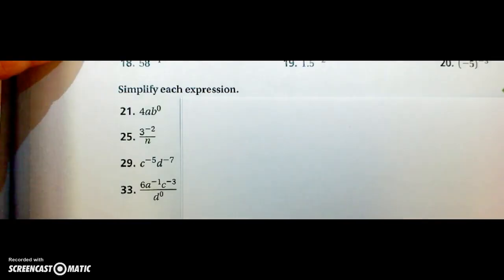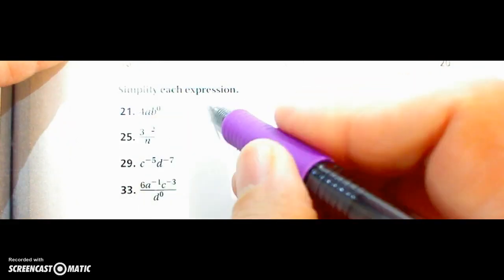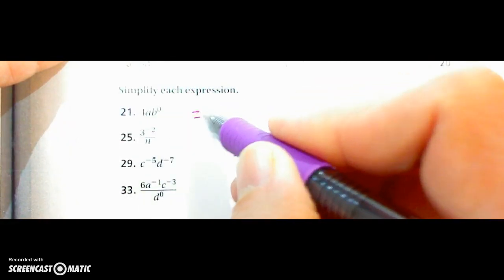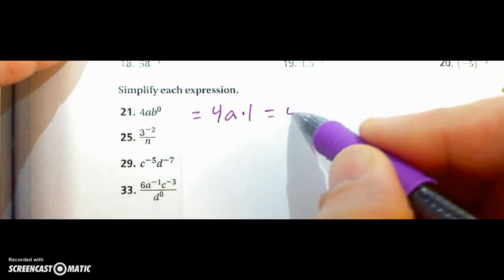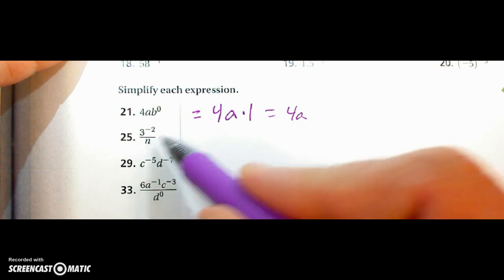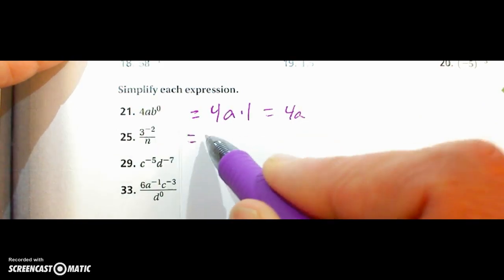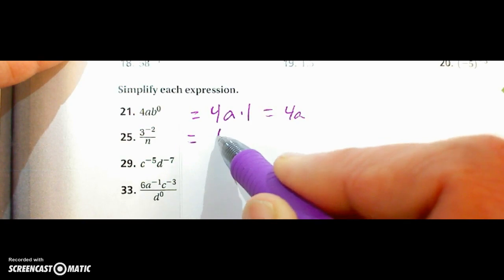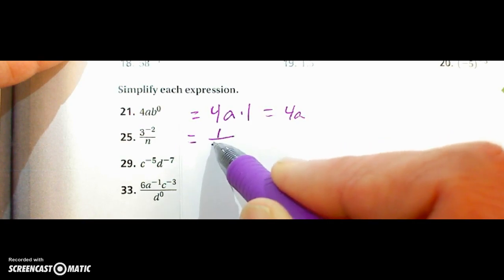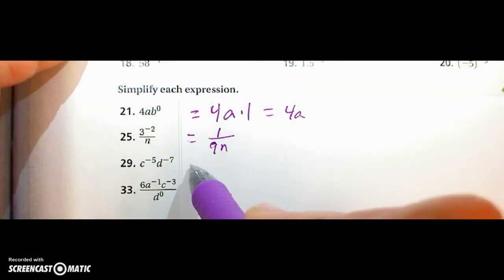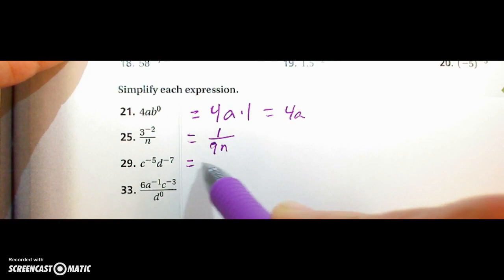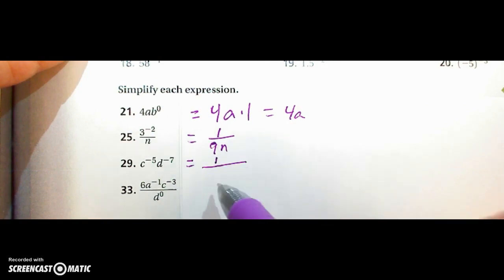When I have variables in there, we know that anything to the 0 power is the same thing as 1, so 4 times a times 1. 4a times 1 is 4a. Here in number 25, we have a negative exponent, so that pushes this to the other side. 3 times 3 is 9, and I already have an n down there. We take a look here. I don't have anything without a negative exponent, so there's nothing in the numerator. C to the 5th, D to the 7th.